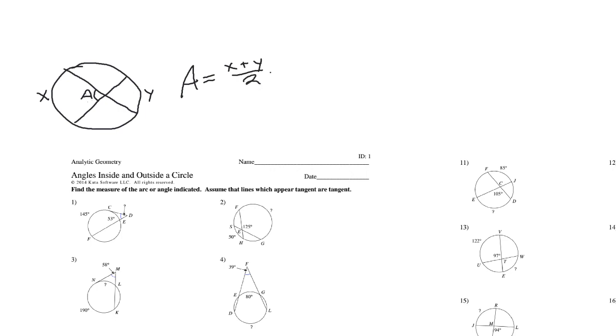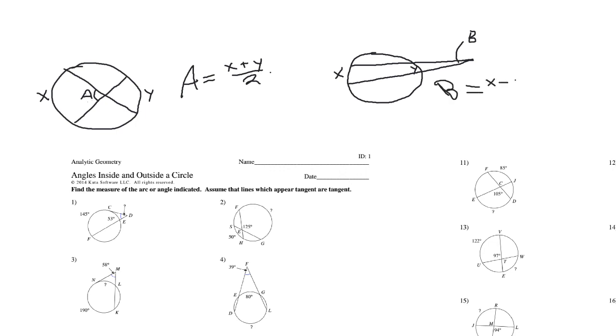If, on the other hand, we have a circle like this, where the angle goes through the circle. This is going to be a terrible picture. So here's our angle B. We have an arc, let's call this one X, and let's call this one Y. In this case, when it cuts off these two arcs, we actually have B equals X minus Y over 2.